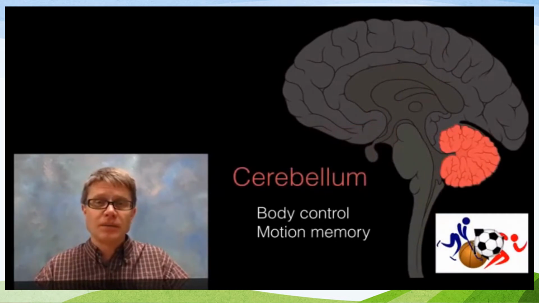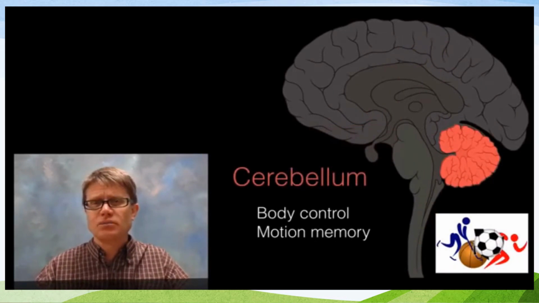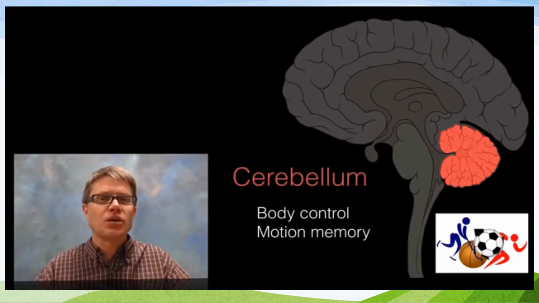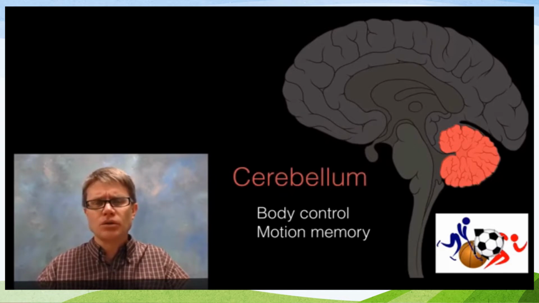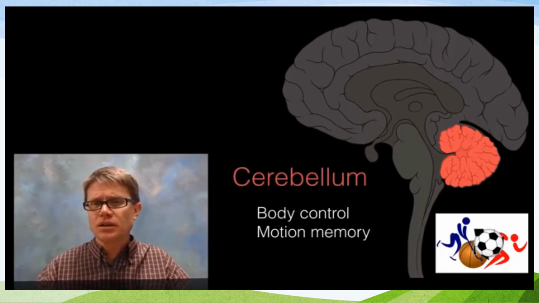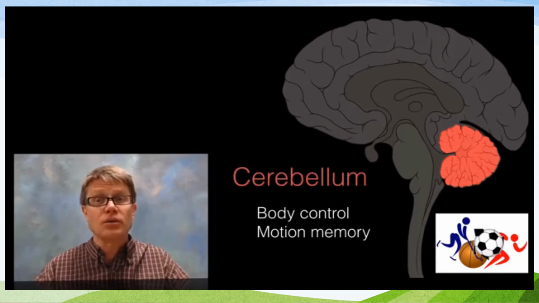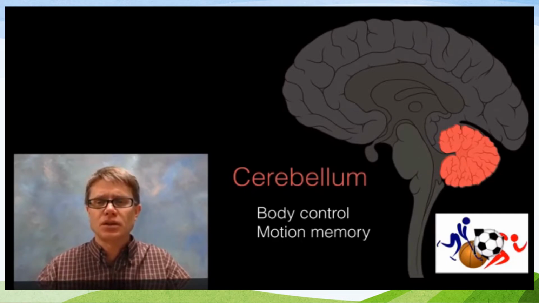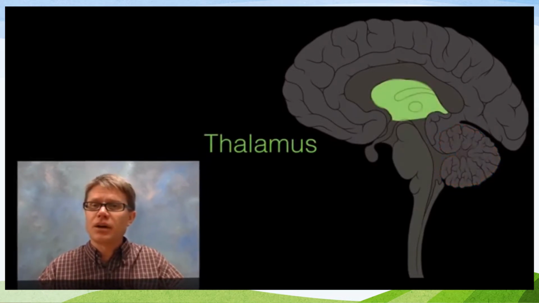What's behind that? We have the cerebellum. The cerebellum and the function of that is motor control. So as you do sports, for example, it's the cerebellum that's giving you that coordination. And it also gives you motor memory. So as you learn to ride a bicycle and you remember how to ride a bicycle, that's going to be thanks to your cerebellum.